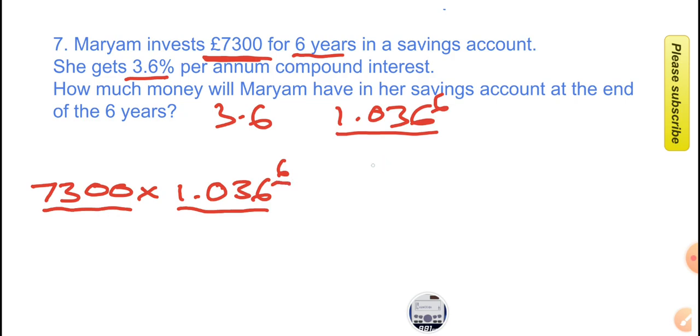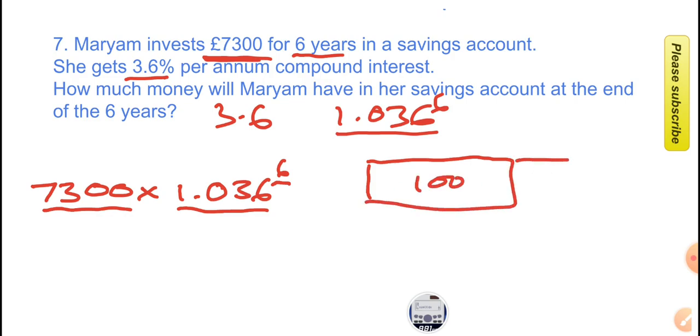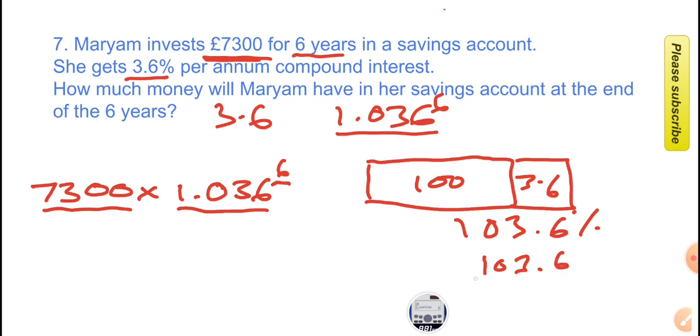So don't forget, your initial amount is your 100%, and then if you're getting another 3.6%, if you add it together, that's 103.6%. And how do you turn that into a decimal? 103.6 divided by 100, and that would equal 1.036. So that's how we know it's a decimal multiplier.